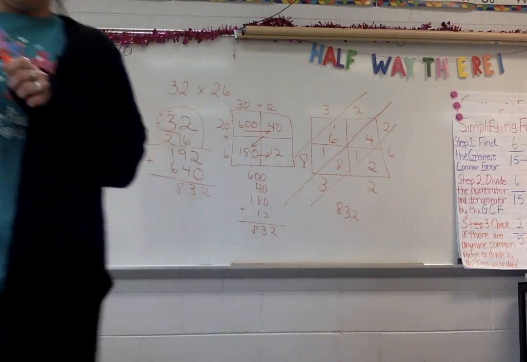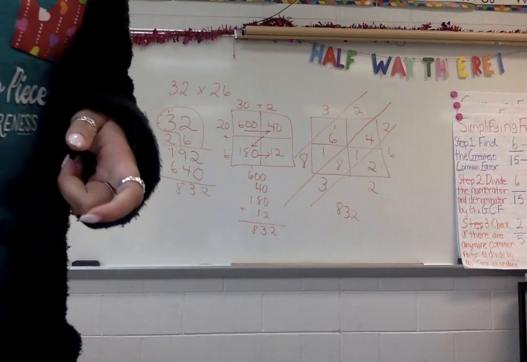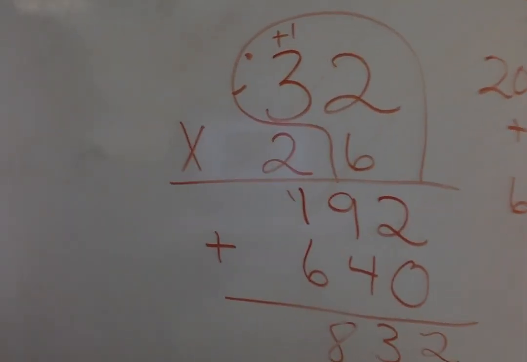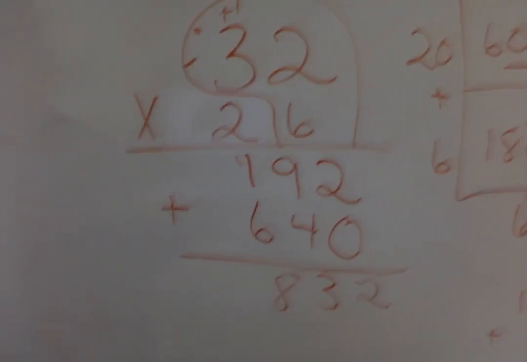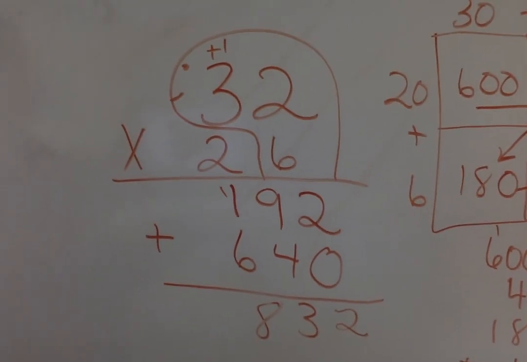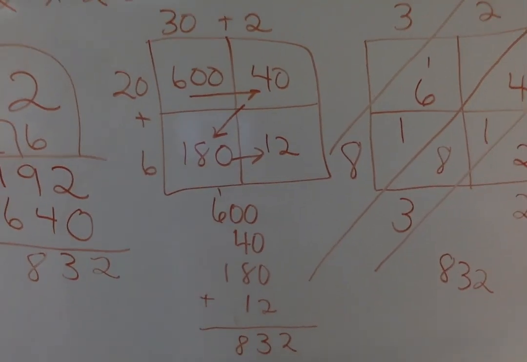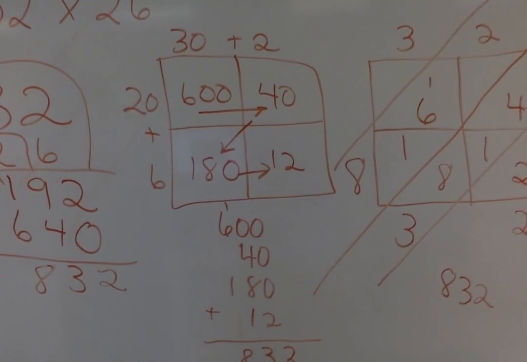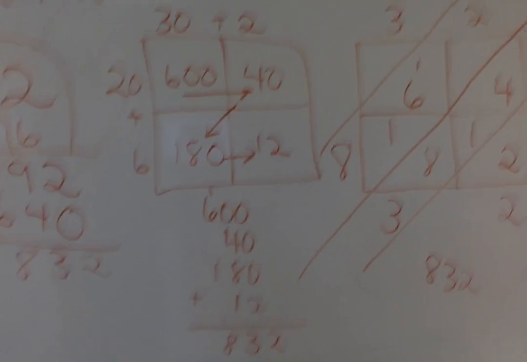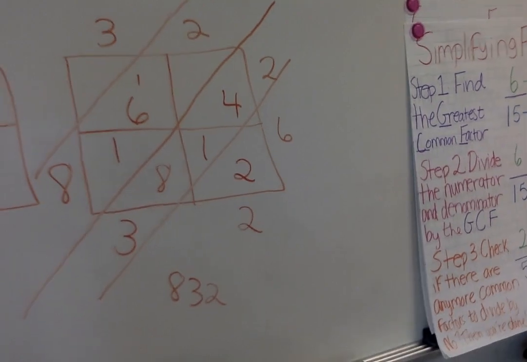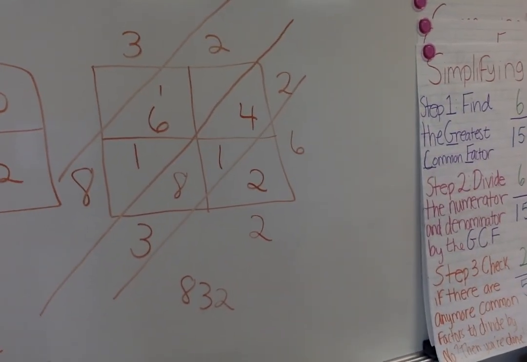Okay, so I'm going to scroll over all of the different methods that you could have used. Go ahead and pause if you need to, just to check your work. So here's turtle head. Here is area. Okay, and here is lattice.